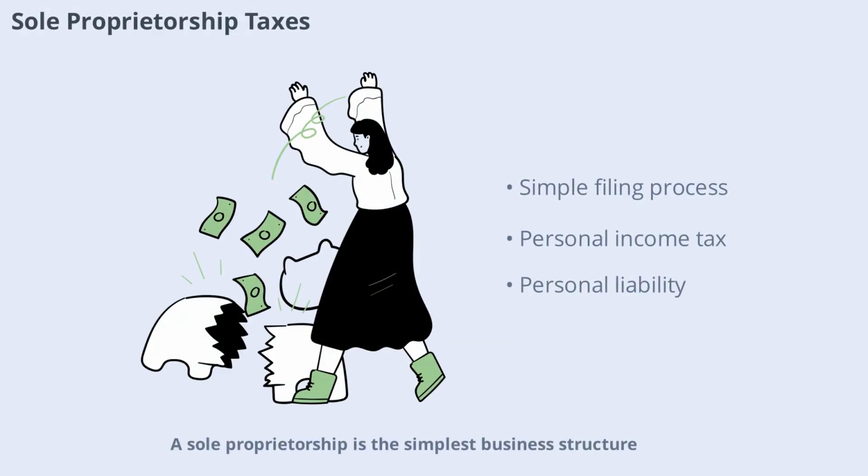Sole proprietorship is the simplest business structure. Taxes are reported on your personal tax return and profits are taxed as personal income. While this makes filing straightforward, it also means you're personally liable for any business debts or tax issues. Understanding these implications helps you decide if this structure is right for you.